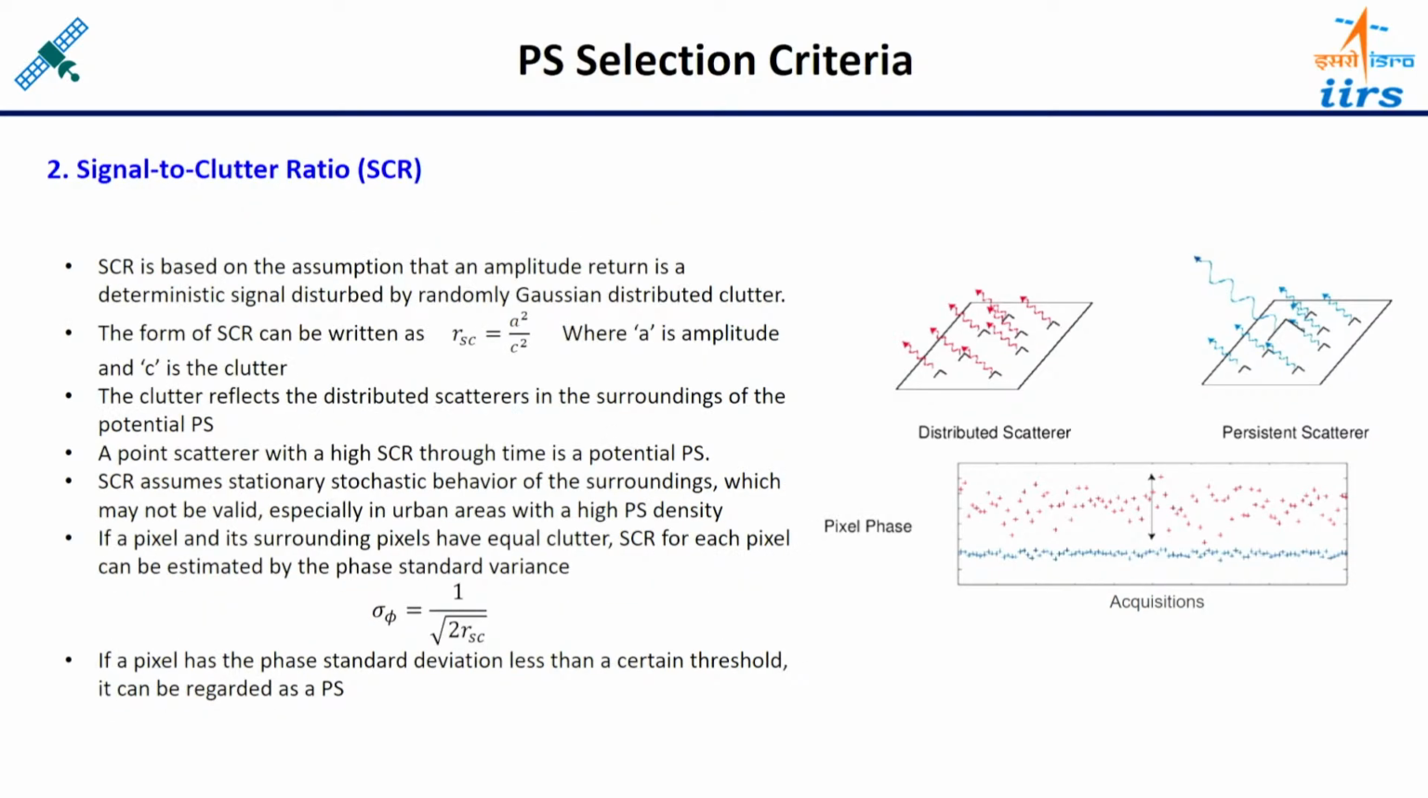Another technique is the signal to clutter ratio, where the phase standard deviation is calculated from this relationship. This SCR is basically A squared upon C squared, where A is the amplitude and C is the clutter radius. Using this, the phase standard deviation or variance can be calculated, and based on some threshold value, the pixels can be picked up, and those pixels are PS or persistent scatterers.